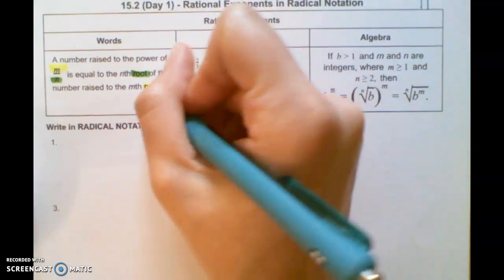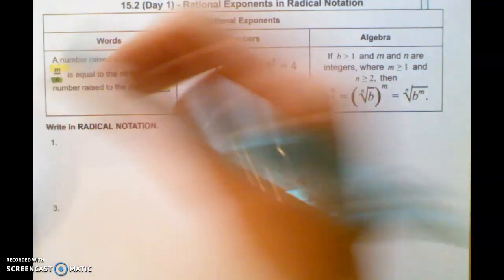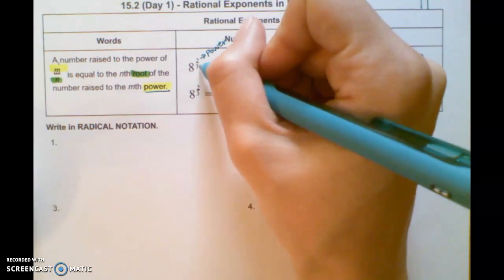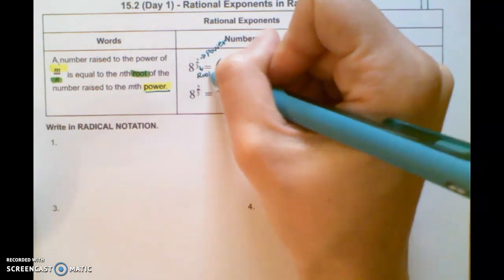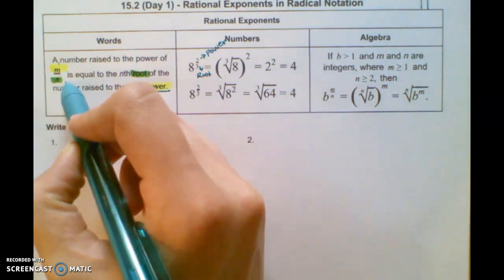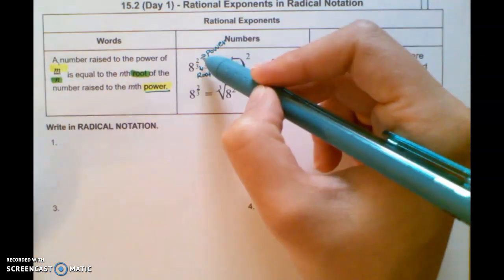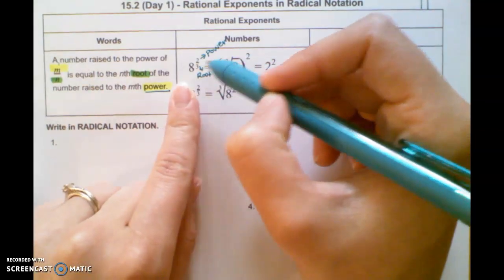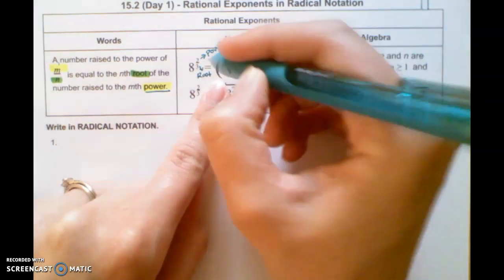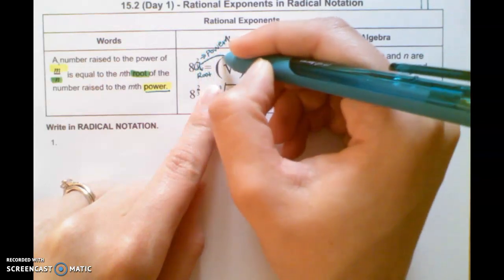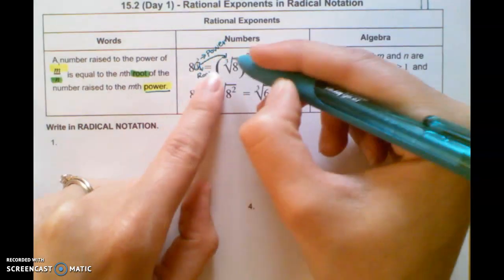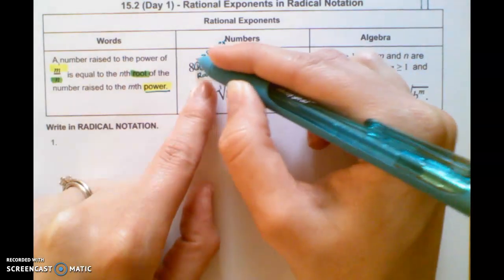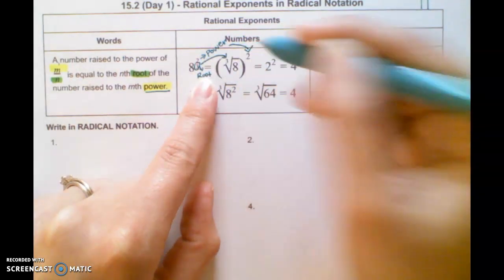2 is going to be our power because that's in the m place on the top. And 3 is going to be our root, because that's in the n's place, which is on the bottom. So what's on the top is always the power, the bottom is always the root. So then this turns into a cube root. This 3 goes on to the root. That 3 tells us it's a cube root of 8 squared, because that 2, that power, goes here.